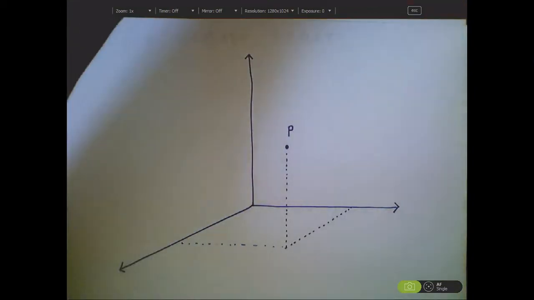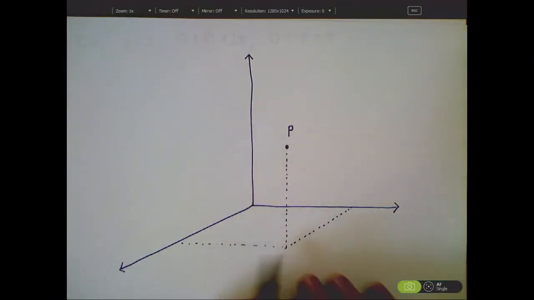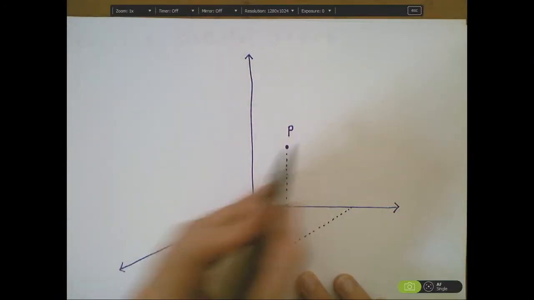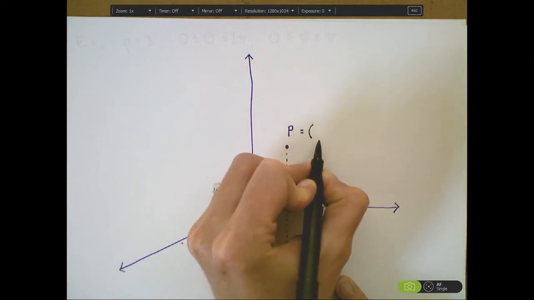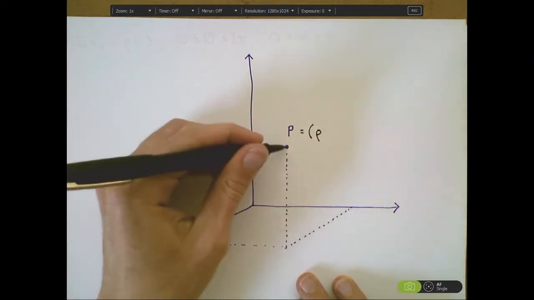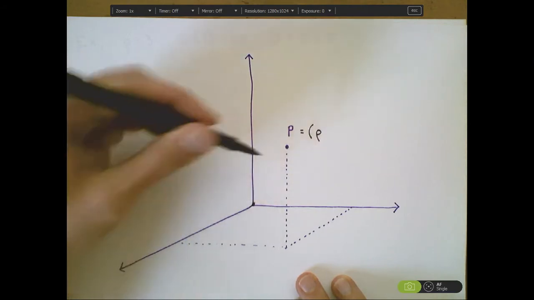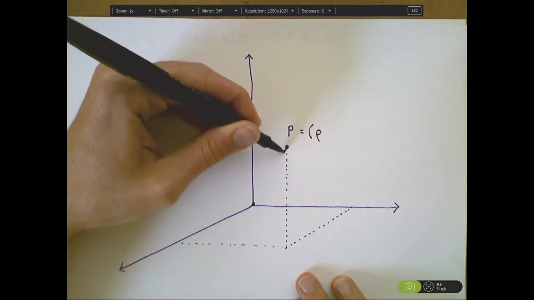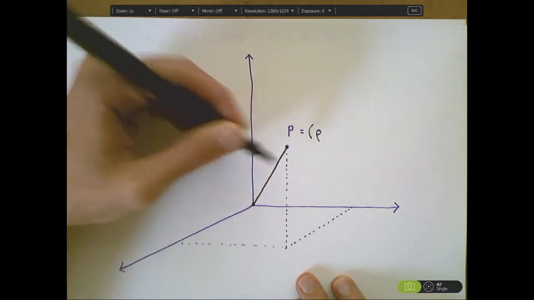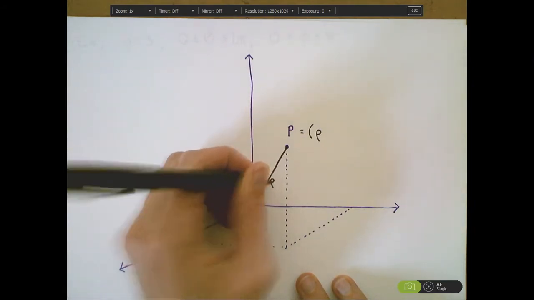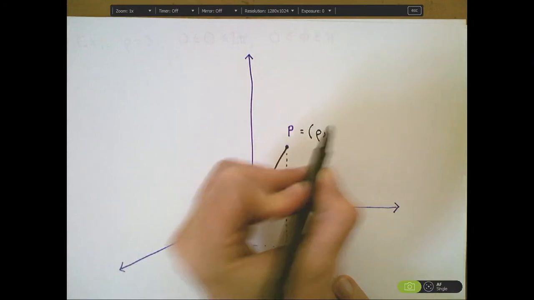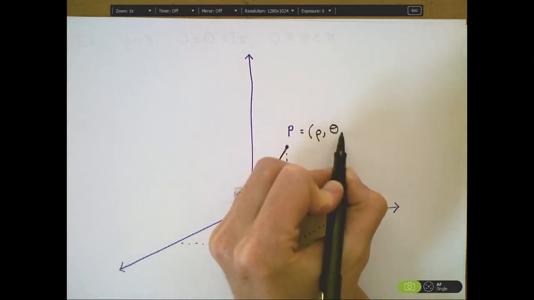So let's take a look about what each of these pieces mean. Let's say I have a point in R3 represented by P here, and it's going to have three different components. Rho, which is the distance from this point to the origin. So if I were to draw a line, it would measure the length of this line. I'll call this rho. The next coordinate is the coordinate theta.